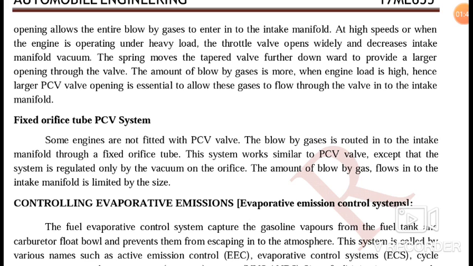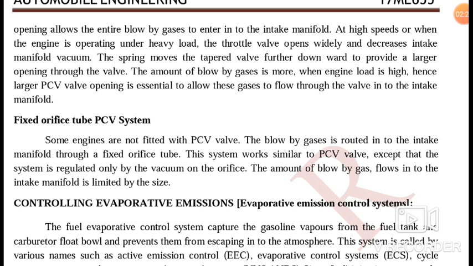Evaporative emissions are nothing but vapors, fuel vapor which is formed inside the vehicle. It may be in the fuel tank or the carburetor. There is a possibility of formation of fuel vapors. Those vapors also we need to consider as pollutants. Those also should not be emitted into the atmosphere. That's why we need to control those emissions with the help of some systems. Those are also known as evaporative emission control systems.